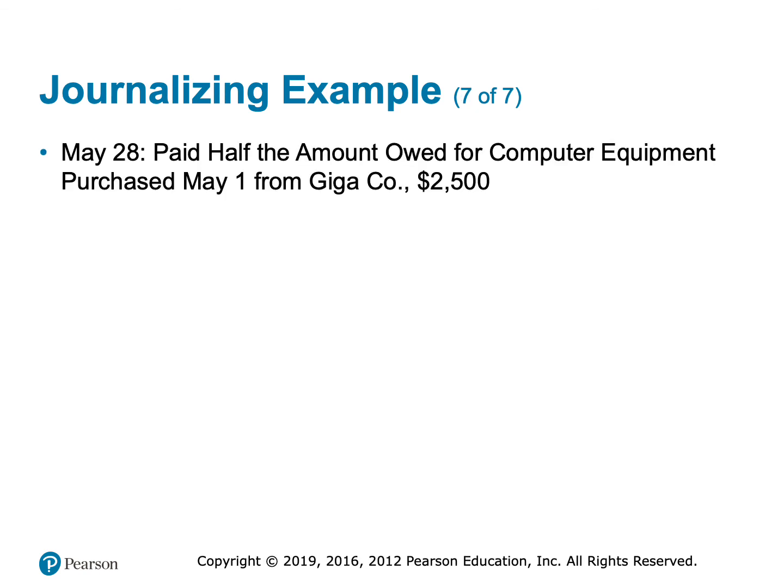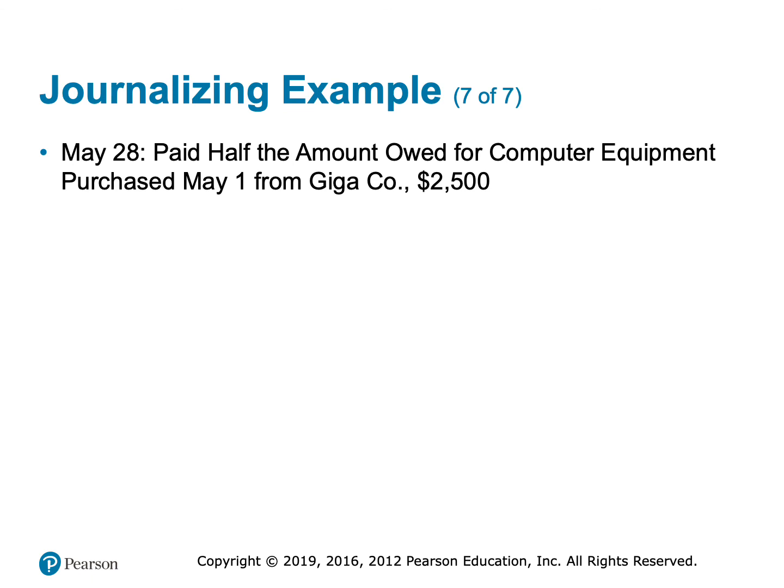All right, so here we're told that we paid half of what we owe on the computer equipment. So remember back on May 1st when we bought that computer equipment, if you want to flip back in your notes, we debited computer equipment for $6,000. We credited cash for $1,000 because that was the money that we put down at the time we bought the computer equipment. And then we credited accounts payable for $5,000. Now here we're told that we've gotten the bill from Giga Company and we've written them a check for $2,500. So we've paid half of what we owed them.